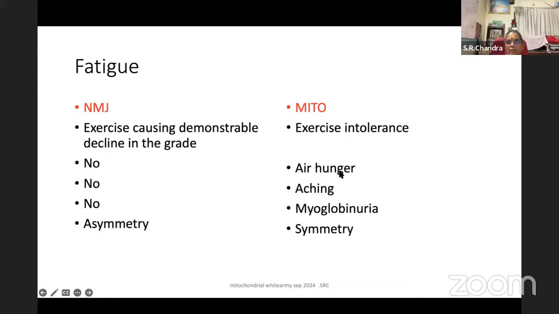Mitochondrial disease patients after exertion, because of lactic acid, have a tendency to breathe through the mouth. So we will think whether the patient is having asthma or heart disease. So that is air hunger. That is not there in neuromuscular junction. Muscle pain, that is not there in neuromuscular junction. Myoglobinuria, not there in neuromuscular junction. Neuromuscular junction is asymmetrical. This is symmetrical. So that is how you differentiate even though both present with fatigue.